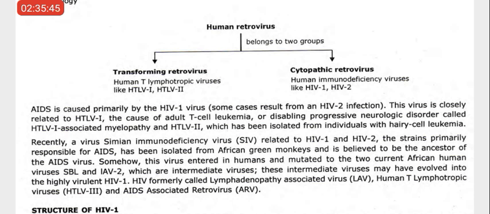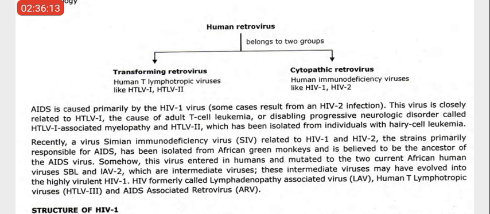AIDS is caused primarily by the HIV-1 virus, and some cases result from HIV-2 virus infection. This virus is closely related to HTLV-1, the cause of adult T-cell leukemia or a disabling progressive neurologic disorder called HTLV-1 associated myelopathy, and HTLV-2, which has been isolated from individuals with hairy cell leukemia.